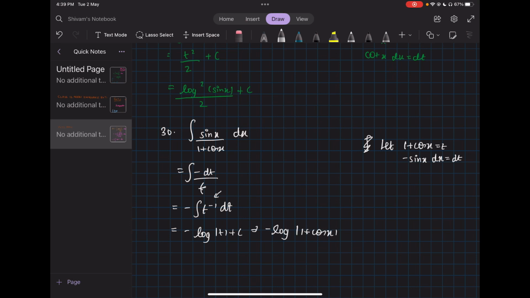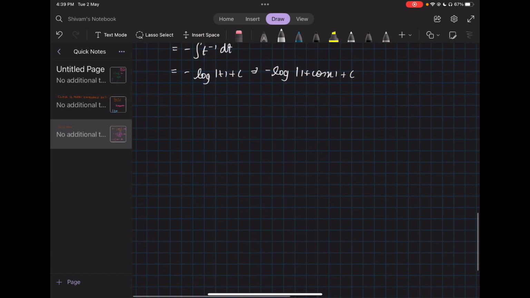And now we're gonna replace t with what we took t to be. That will lead to this answer, which I believe is correct. And yes, it is. All right, that's done.